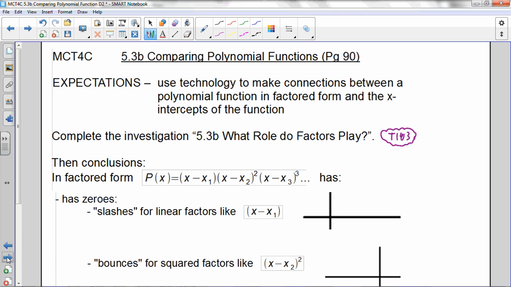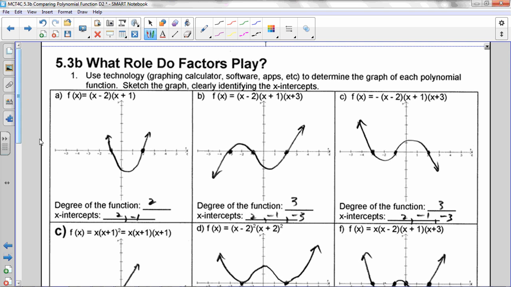So what you're supposed to get, I'll show you the answers there, and you try this on your own. And your pictures might not look exactly the same. Notice that we don't have any scale on the y-axis, so yours is going to look different than mine if you had different window settings.